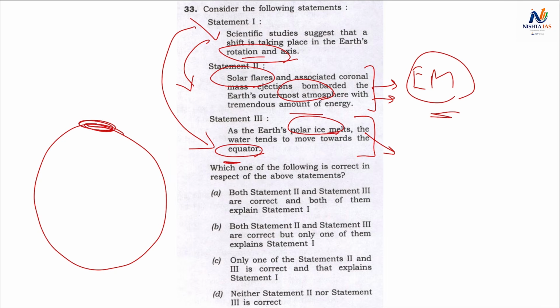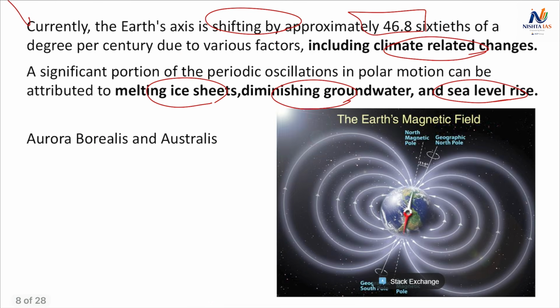But here the mass from the pole, that is the polar ice, is melting and being transferred to the equator. Obviously there will be a shift in the densities, and the axis might also shift on these lines. Now that part of climate change we understood, but here we have to understand the solar flares and coronal mass ejection. Friends, whenever the solar flares come, these are charged particles or electromagnetic radiations.